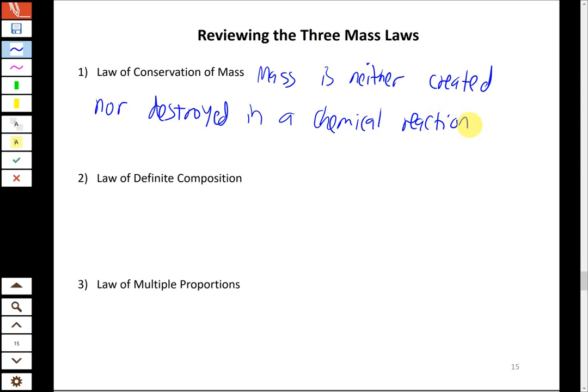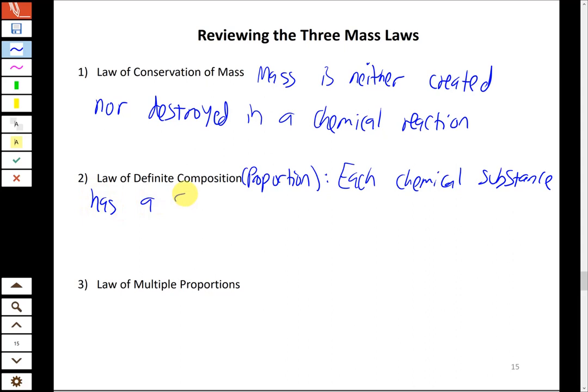Then the law of definite composition, or sometimes it's called the law of definite proportion. There are two names for that one, so don't be confused by that, but it has the word definite in it either way. This is the one that deals with the composition of a single substance. Each individual chemical substance has a specific ratio of elements that make it up. And so that's one way to define the composition of any chemical compound, any pure substance.